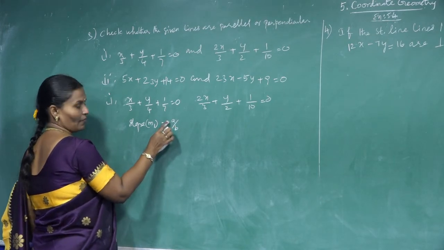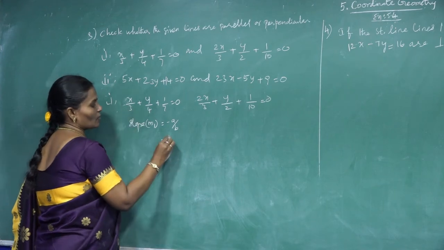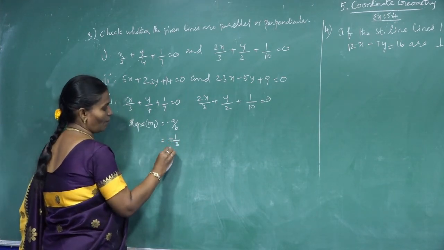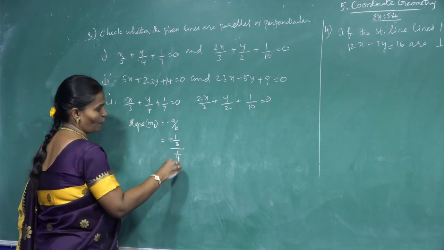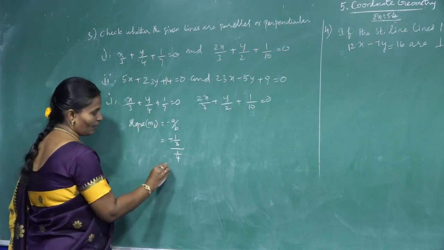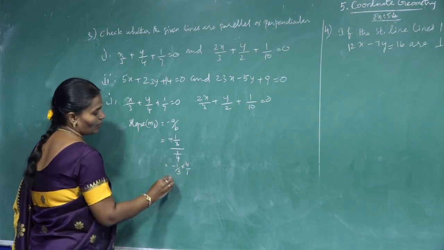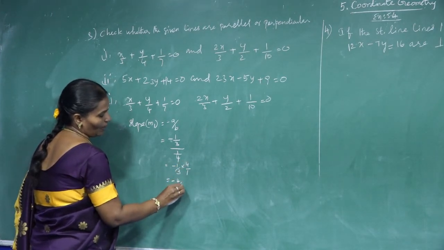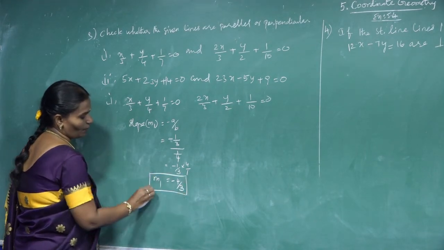The coefficient of x is a. Here the coefficient of x is 1 by 3. So minus 1 by 3 divided by the coefficient of y, which is 1 by 4. Now we see minus 1 by 3 into 4 by 1. So that is minus 4 by 3. So m1 is minus 4 by 3.